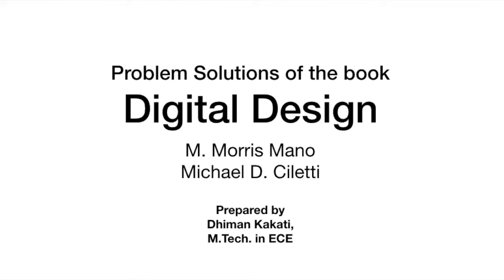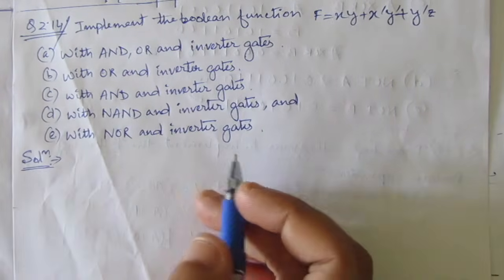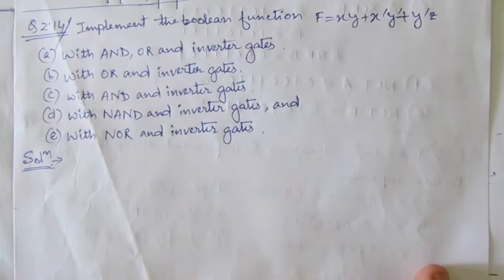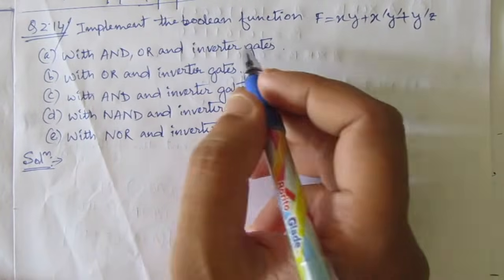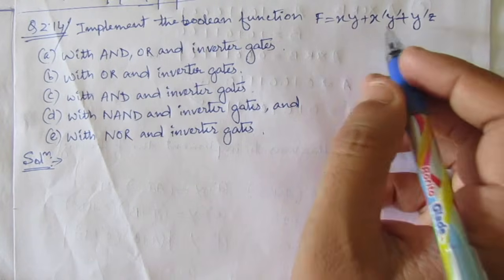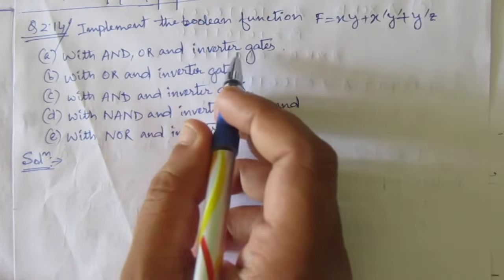I am solving the problems from the book Digital Design by Maurice Mano and Michael Ciletti. So in this video, I am solving problem number 2.14 from chapter number 2. The problem is: implement the Boolean function F equal to xy plus x bar y bar plus y bar z with AND, OR and inverter gates.